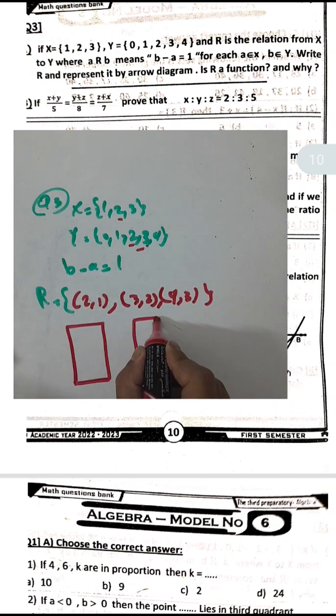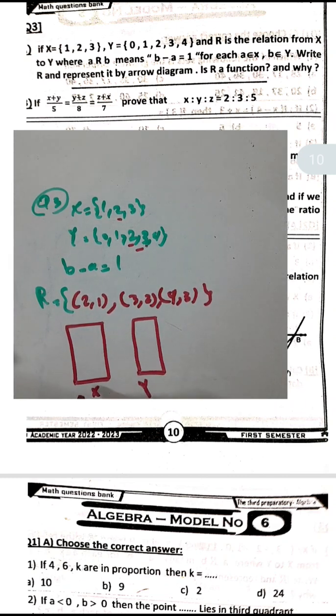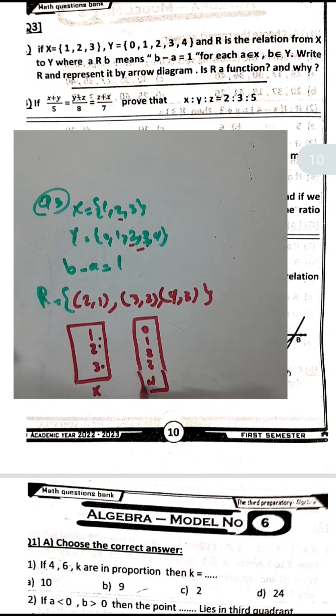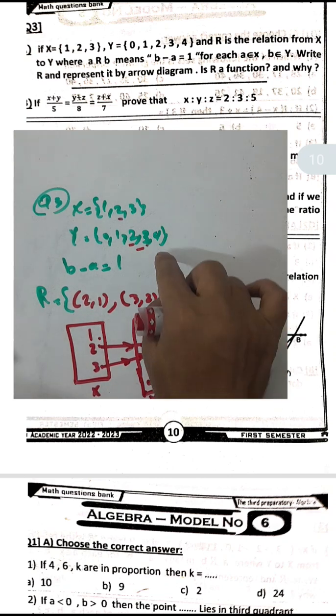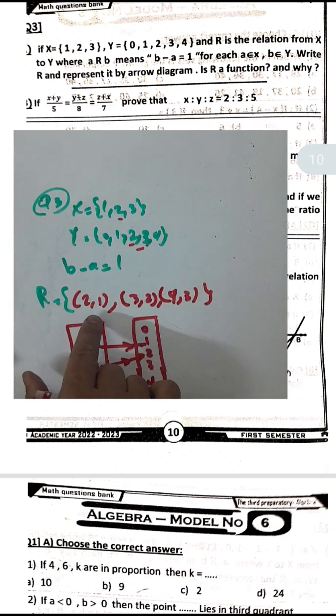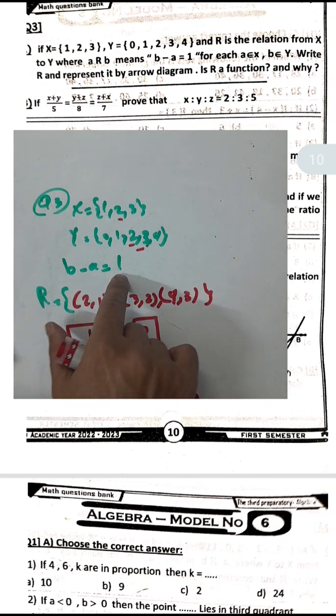Draw X and Y: X is 1, 2, 3, and Y here is 0, 1, 2, 3, and 4. And then from 2 to 1, from 3 to 2, from 4 to 3. We have here the relation b minus a equals 1.